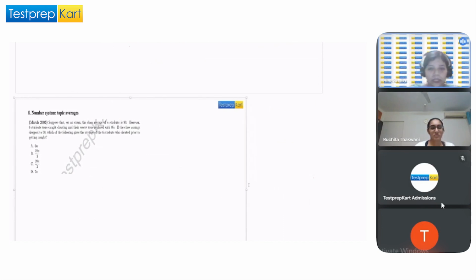I'll just read the question. This is based on the topic average. So, what is the formula for average? We call it mean. Total amount upon number of, the sum of data, we can say, upon number of data.